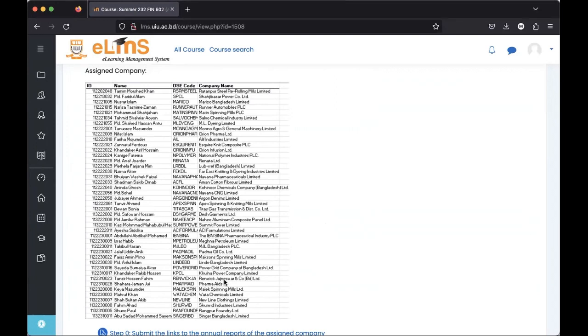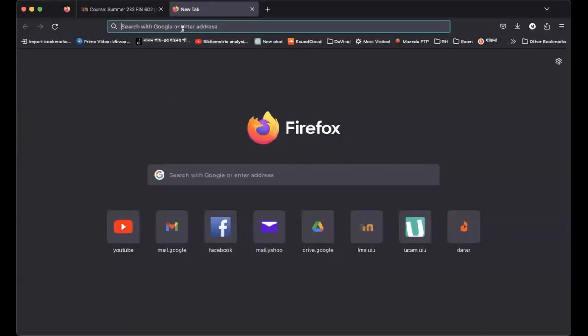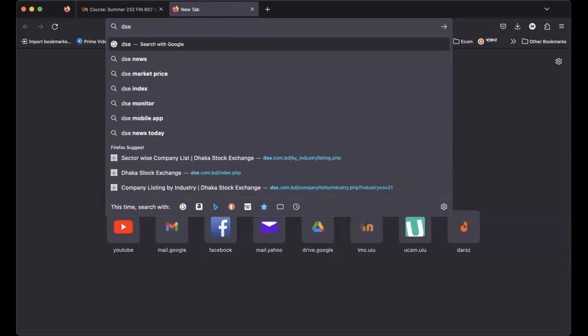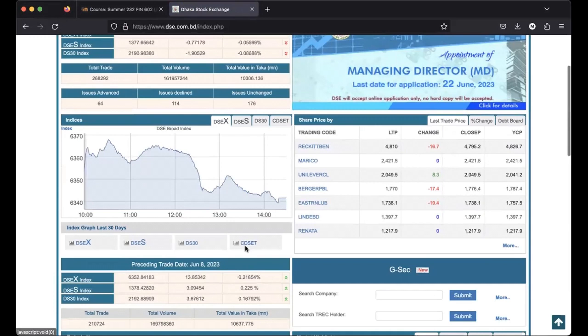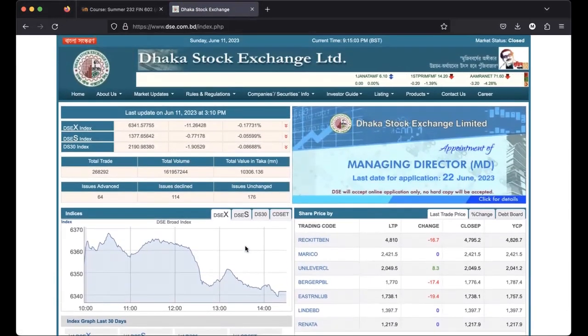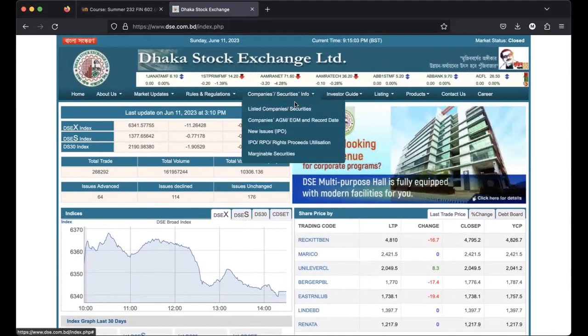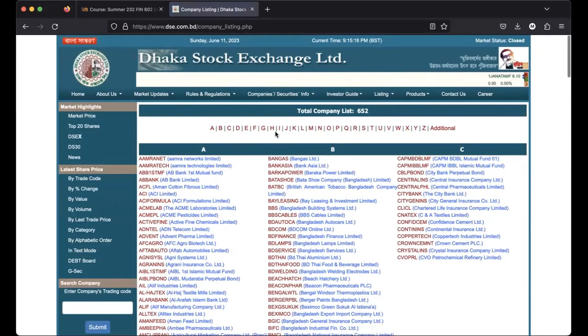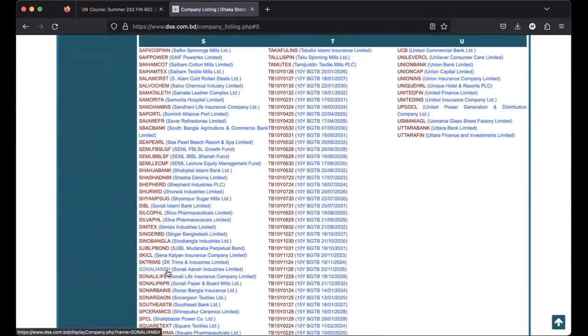You understand? So what do you have to do with this company? Actually, you will have to do ratio analysis and financial statement analysis, and that is an individual assignment. So you have to go to the Dhaka Stock Exchange website. You can go to home and find, for example, let's say Beximco, Square Pharmaceuticals have been assigned under your name. So you will go to the listed companies or securities and find the page for this company. Let's say Square Pharma, right?